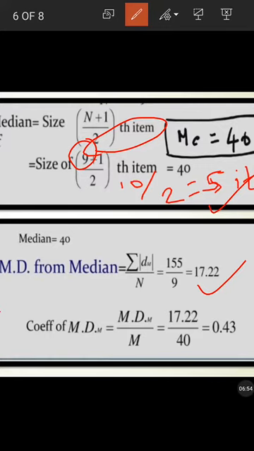So I have told you we have to calculate the coefficient of mean deviation also. Okay, so what is coefficient of mean deviation? That is mean deviation divided by median. What is mean deviation value? Mean deviation நமக்கு என்ன கிடைச்சிருக்கு? 17.22. So அதை வந்து நம்ம என்ன எழுதுறோம்? இங்கே எழுதுறோம் 17.22. What is median value? Median is 40. So 17.22 divided by 40, that is equal to 0.43. So this is how we should calculate mean deviation from median.